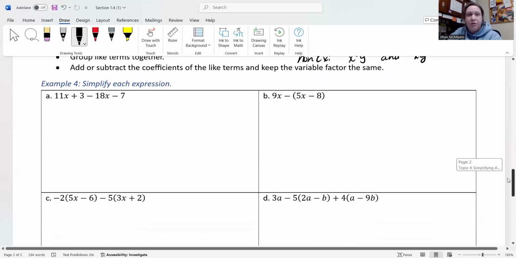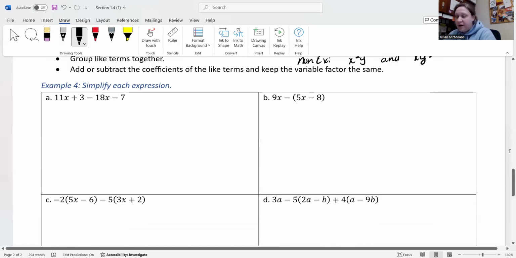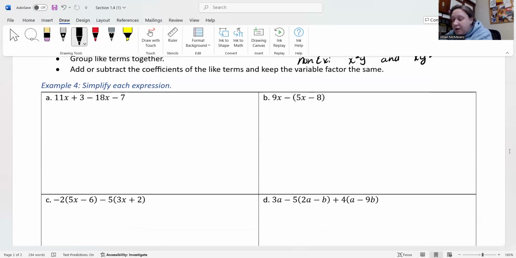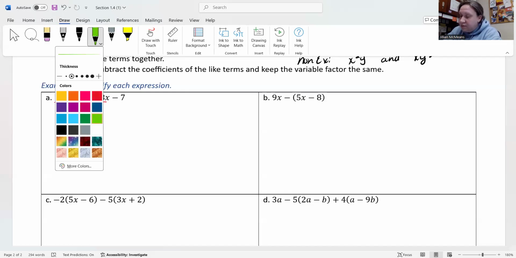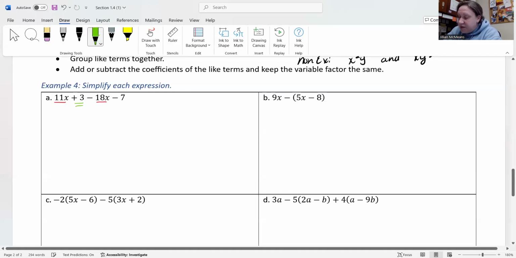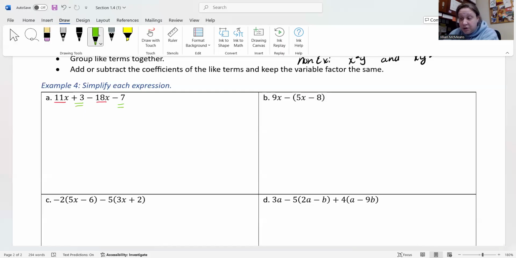So let's look at example 4. We'll look at the first part and then scroll down for the rest. Example 4 says simplify each expression. So when I look at part A, I notice right off the bat that I do not have any parentheses, so I don't have to worry about the distributive property here. And I do have different sets of like terms. I notice that I have x terms, and then I have, well, let's do green, and then I have constant terms, okay? So my x terms are like terms, my constant terms are like terms.